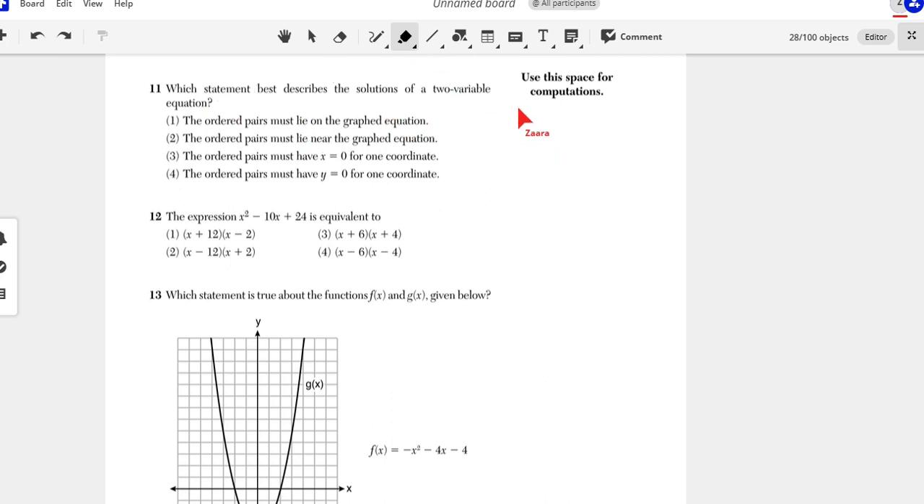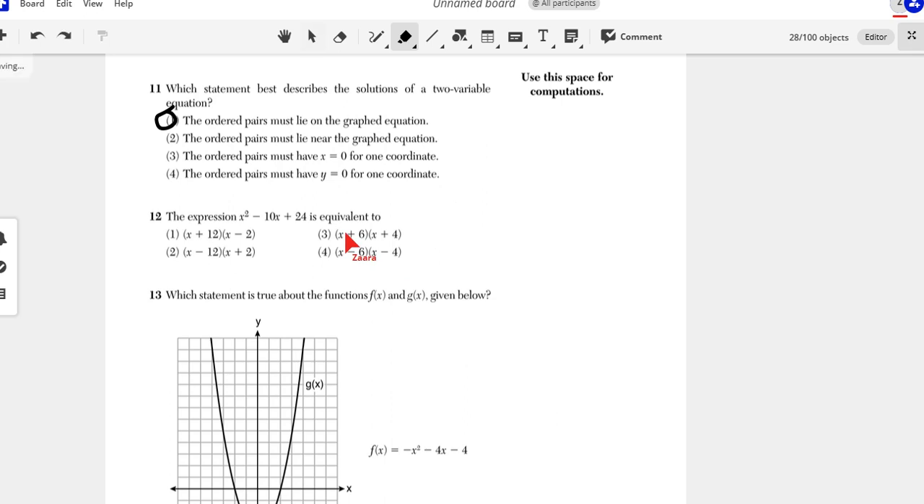For number 11, which statement best describes the solutions of a two-variable equation? The answer I got was A, since the ordered pairs must lie on the graph of the equation. The other options were: the ordered pair must lie near the graph, and the ordered pair must have x equal to 0. Okay, exactly, it's good. Next.